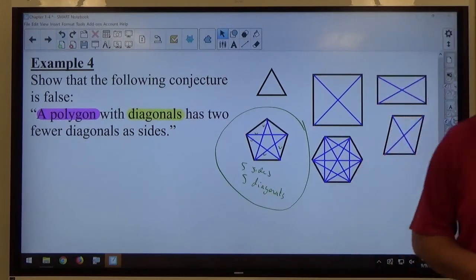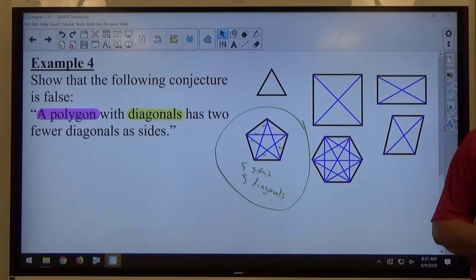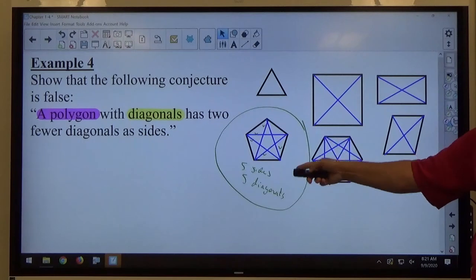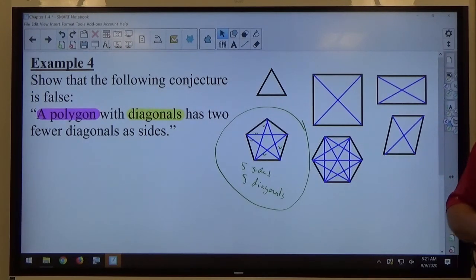So anyway, that's all it is. A counterexample is just you saying you're wrong because of this thing. All right. And all you have to do is draw the picture or write the words that disprove it.